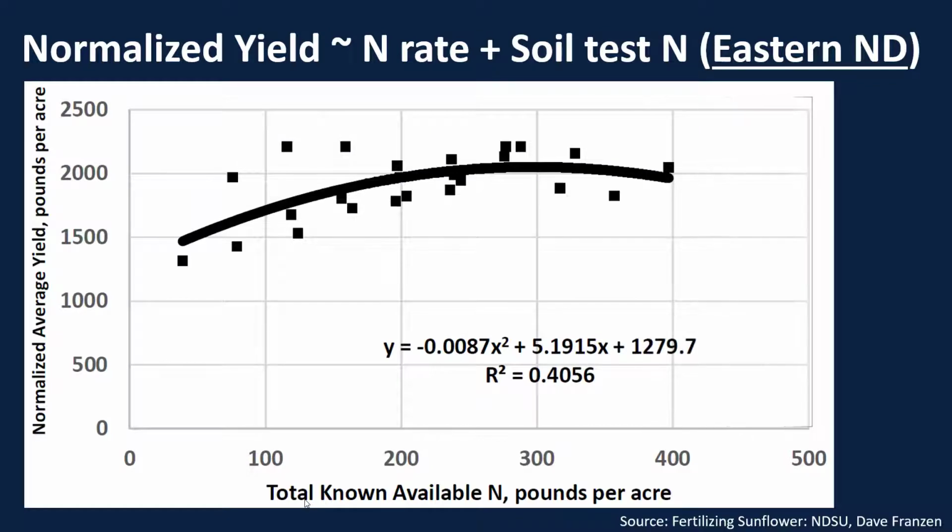And here we see much less scatter among the plots, a much better relationship. We see that increasing total N versus normalized average yield is much improved, and that's what we want to see. So generally we see if we increase our N rates plus soil test N in the soil, we see an increase in sunflower yield up to around this 250 pound per acre level.